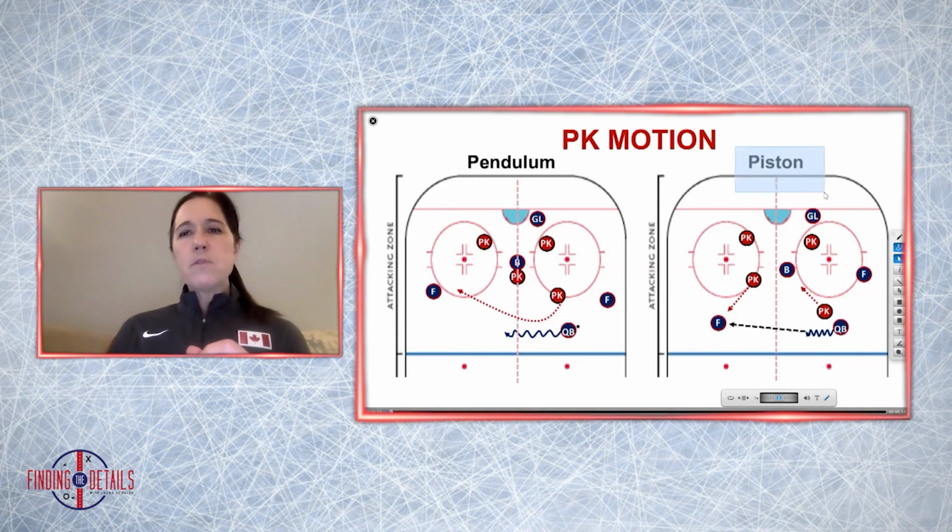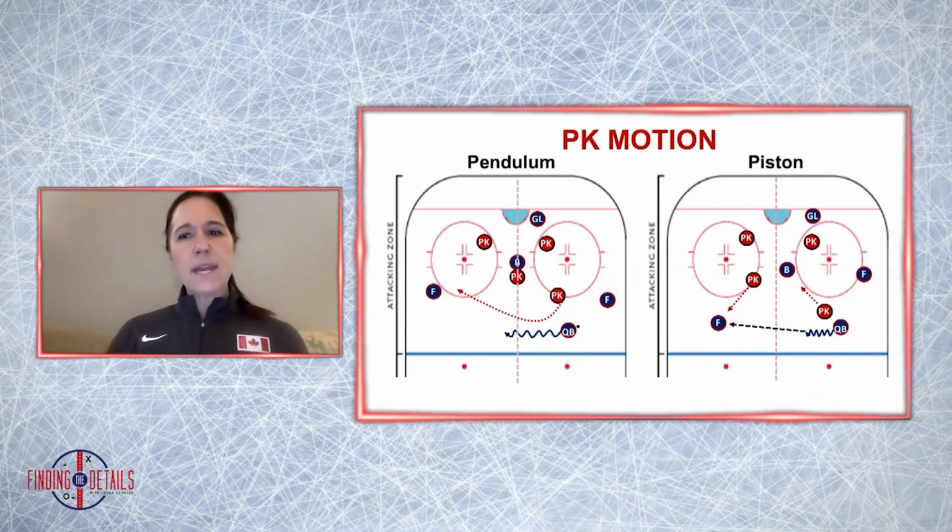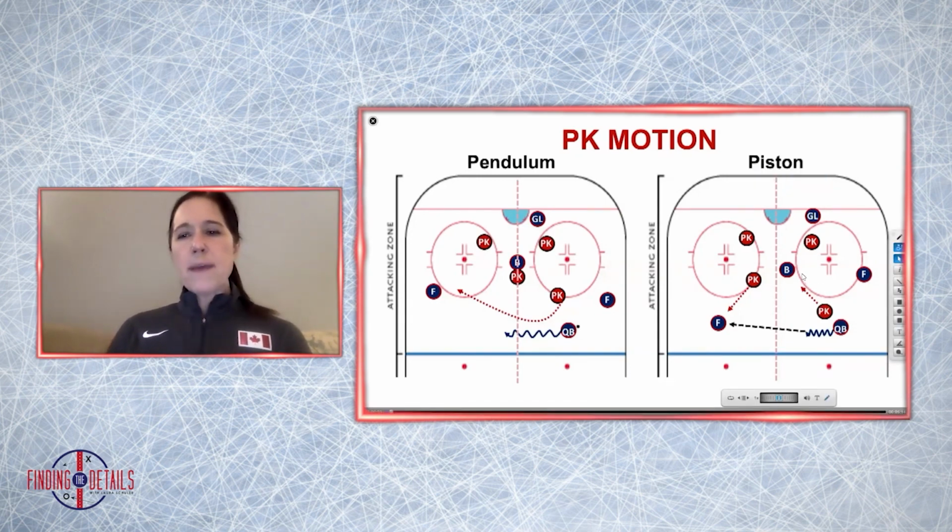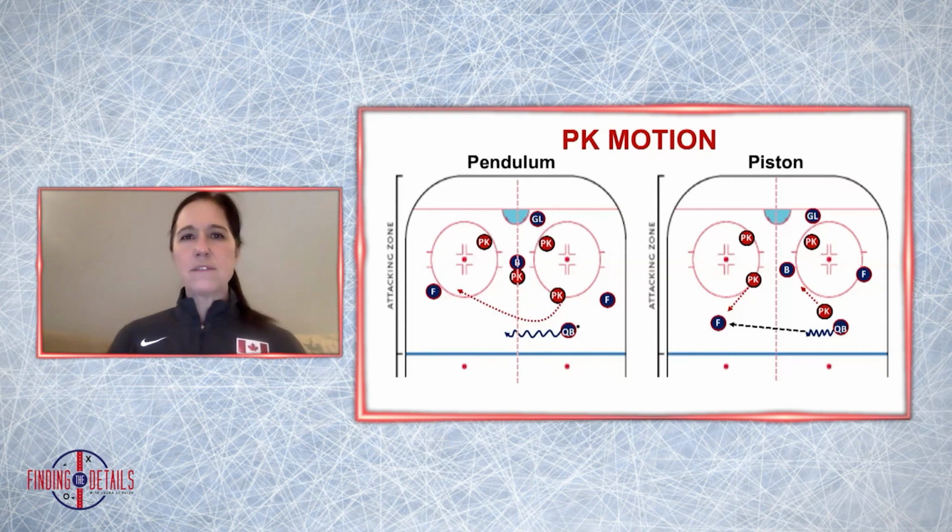Or is the motion on the penalty kill more piston-like, meaning that as one penalty killer comes out to challenge the puck, and once the puck is moved, a new penalty killer now comes out to challenge the movement of that puck while the former penalty killer retreats back to the middle? So that motion is very piston-like, forwards and backwards. Because again, what you're able to do with your power play is going to be dependent upon what type of motion the opposing team is using to defend against you.